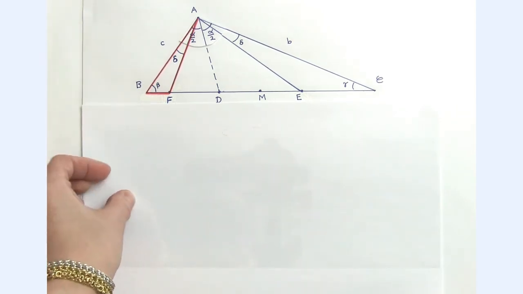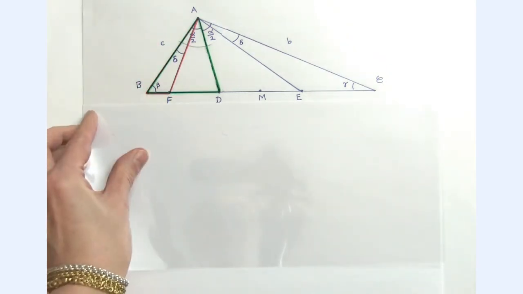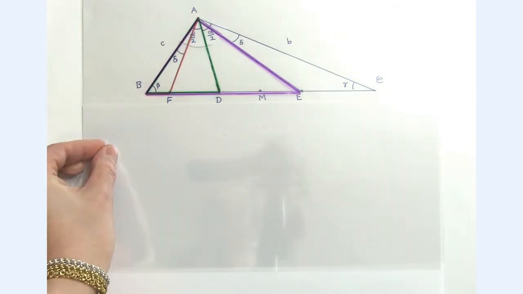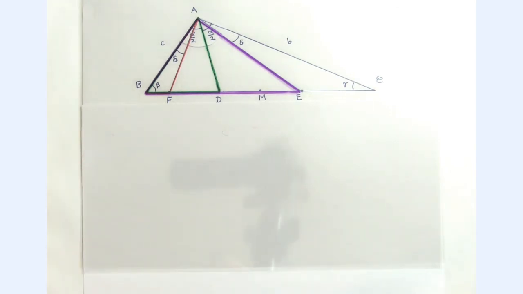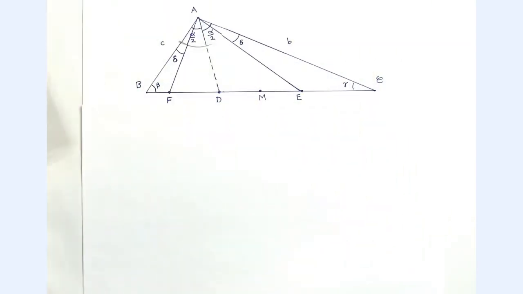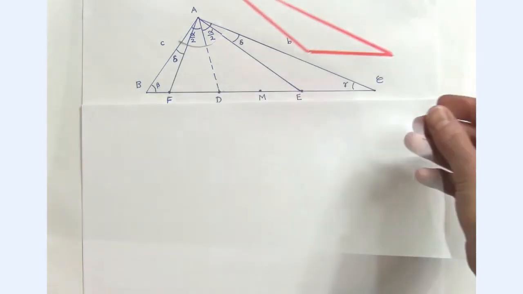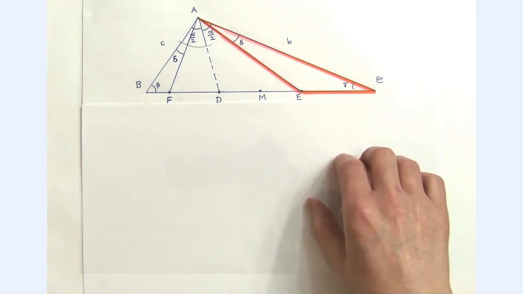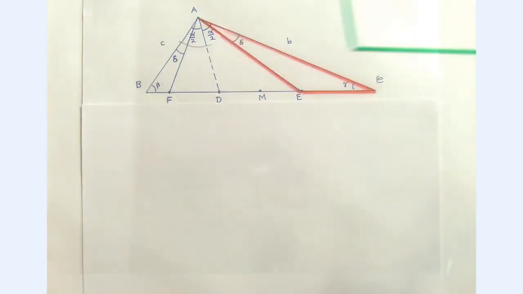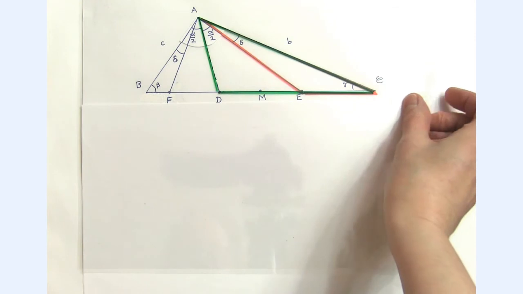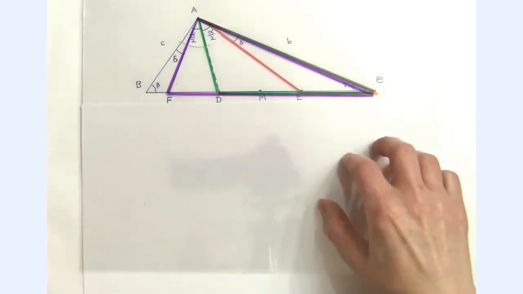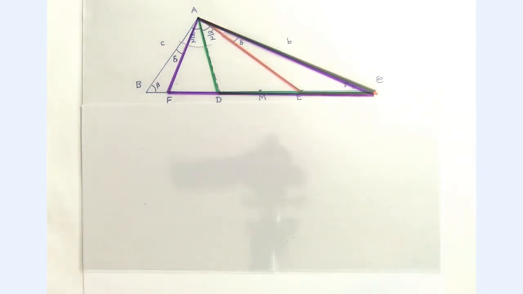This one, this one, and this one, and correspondingly, going from right to left, I will apply the law of sines to this triangle, and to this triangle, and finally to this triangle.